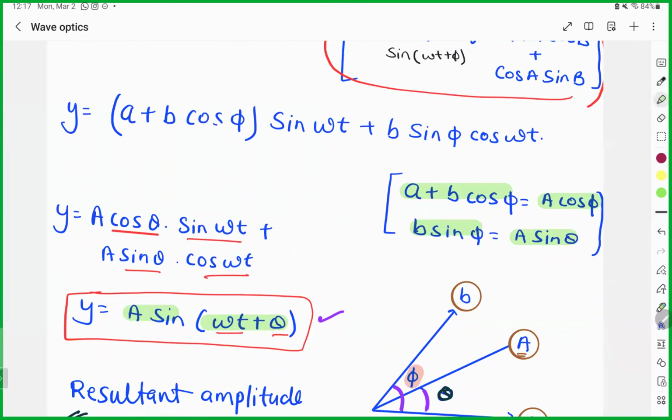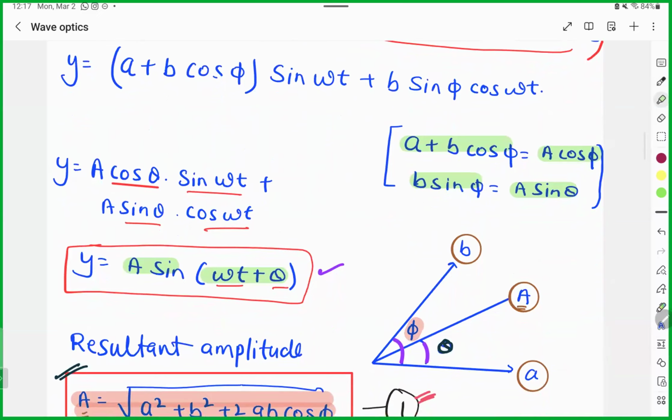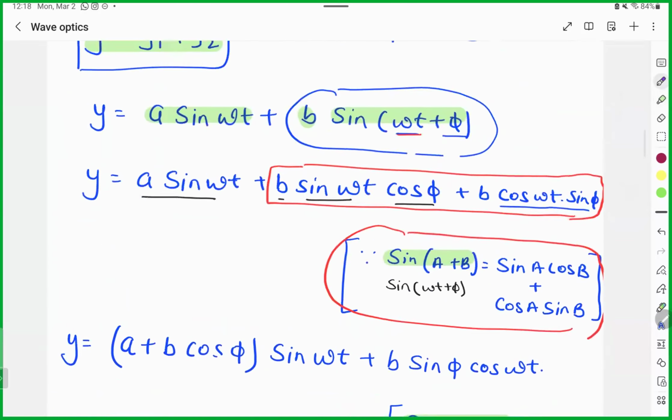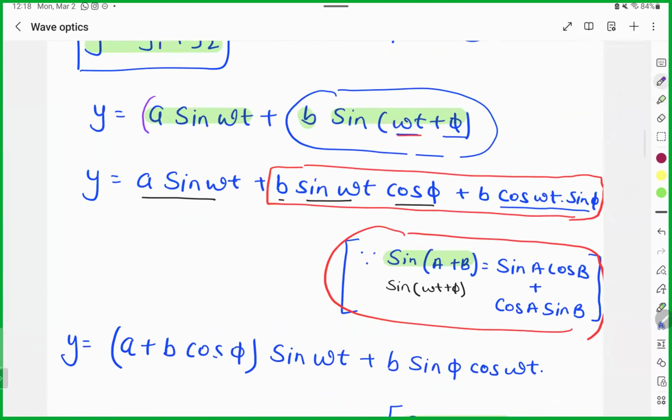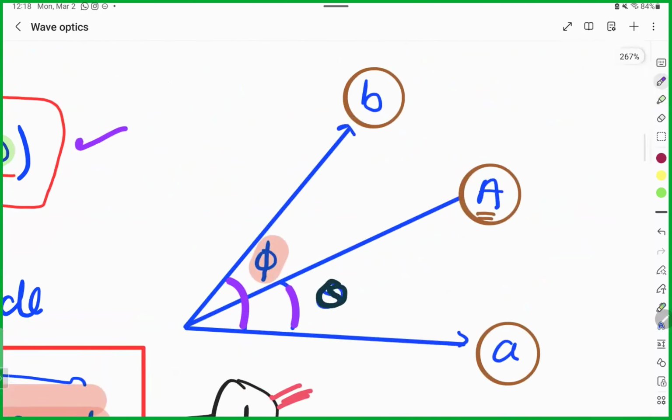Uh, Anvita, what is this A, capital A in this case? It is the resultant amplitude. Example, here you had two amplitudes. For the first wave, the amplitude was small a. For the second wave, the amplitude was small b, like in this diagram. Okay, small a and small b, these are the two amplitudes.